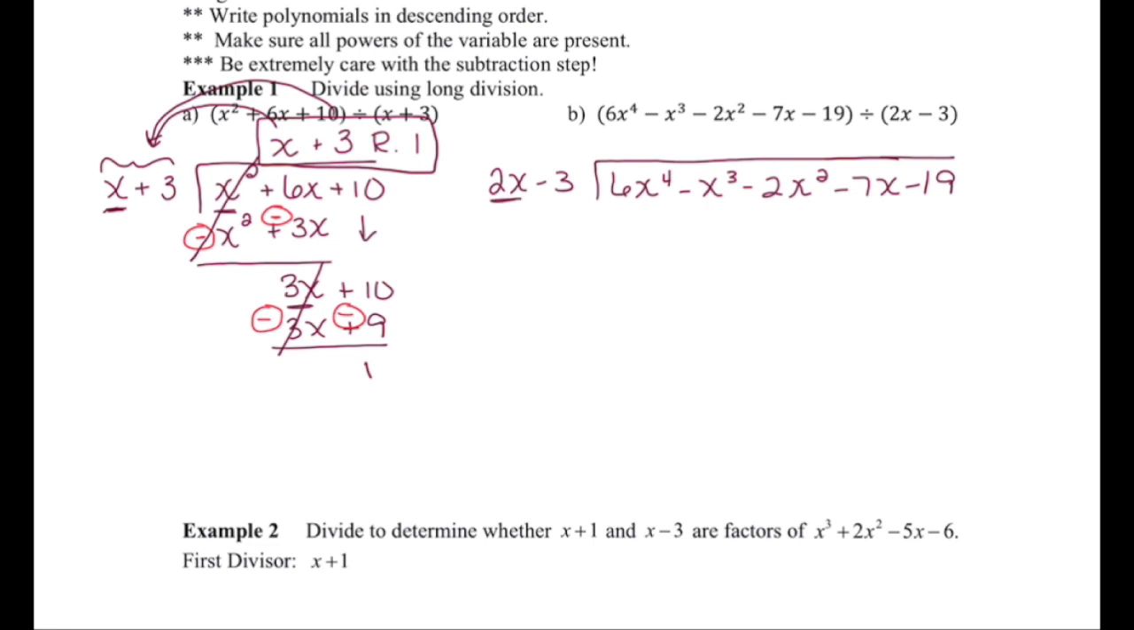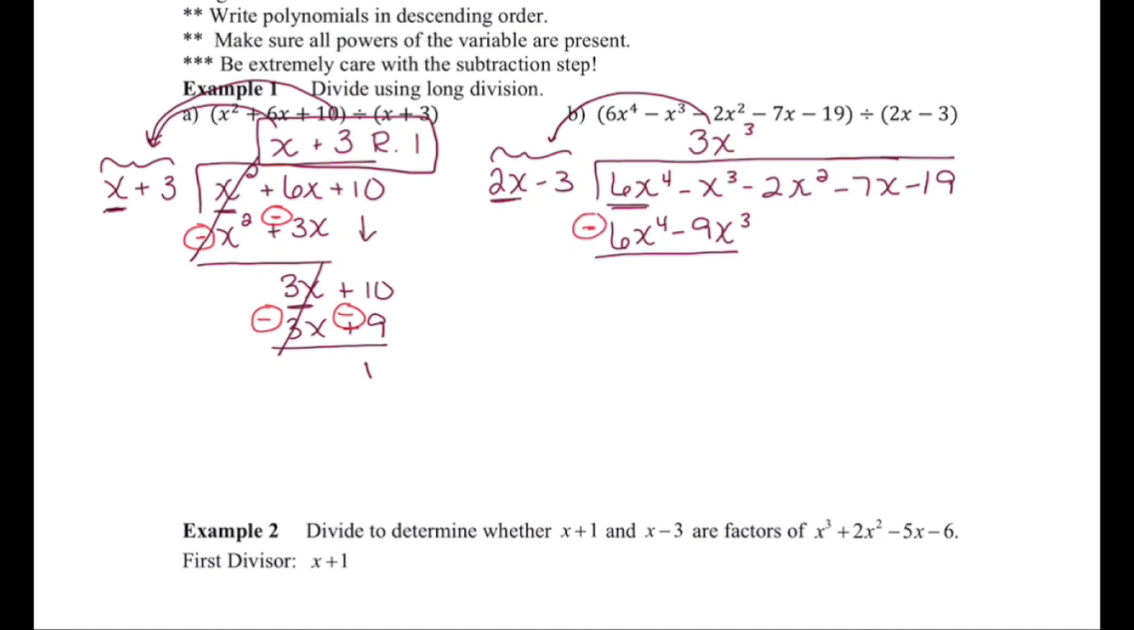I have 2x. What can I multiply 2x by so that I get 6x to the 4th? I can multiply 2x by 3 to get 6, and I need x cubed so that I can reach x to the 4th. I'll now multiply everything on the left with my 3x cubed. 3x cubed times 2x gives us 6x to the 4th. 3x cubed times negative 3 is negative 9x cubed. We'll now change our signs.